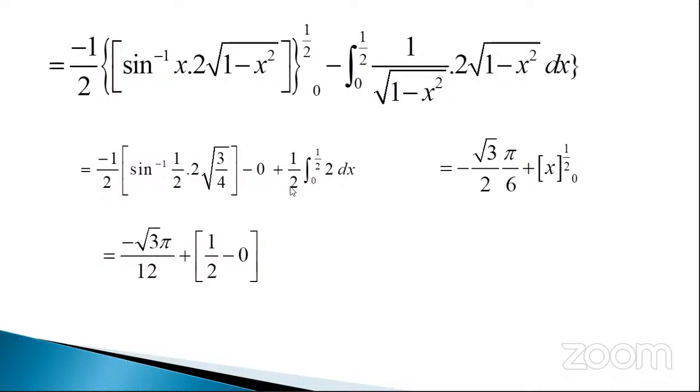here 2 gets cancelled, only 1 into dx, that equals x. Limits are 0 to 1 by 2: upper limit is 1 by 2 minus lower limit is 0. Now, what is the solution? Minus root 3 pi by 12 plus 1 by 2. It can be written by taking LCM 12 as 6 minus root 3 pi by 12. That is the solution of the given integral.